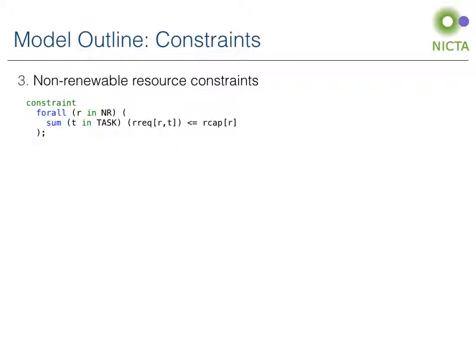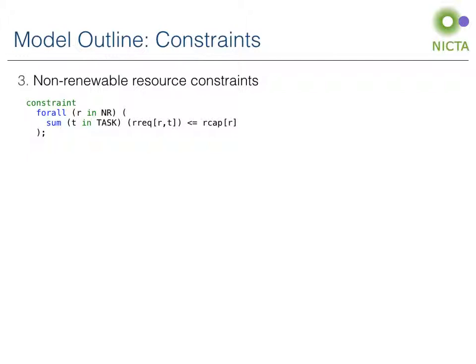Now for the resource constraints. We need a different type of constraint for the two types of resources. For non-renewable resources, we simply need a linear inequality that ensures that the total amount of resource consumed is not exceeded by the end of the project. Here, NR is the set of non-renewable resources, and we sum over all tasks to find the total amount consumed of that resource.